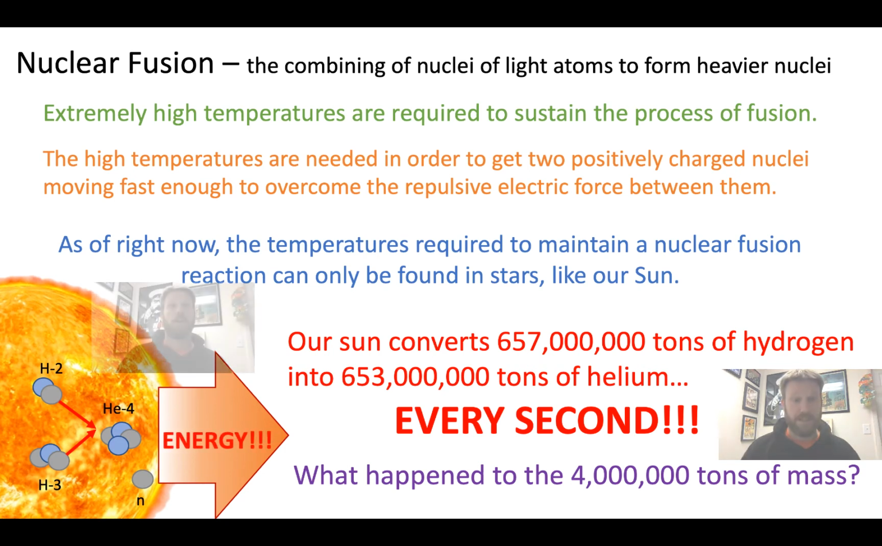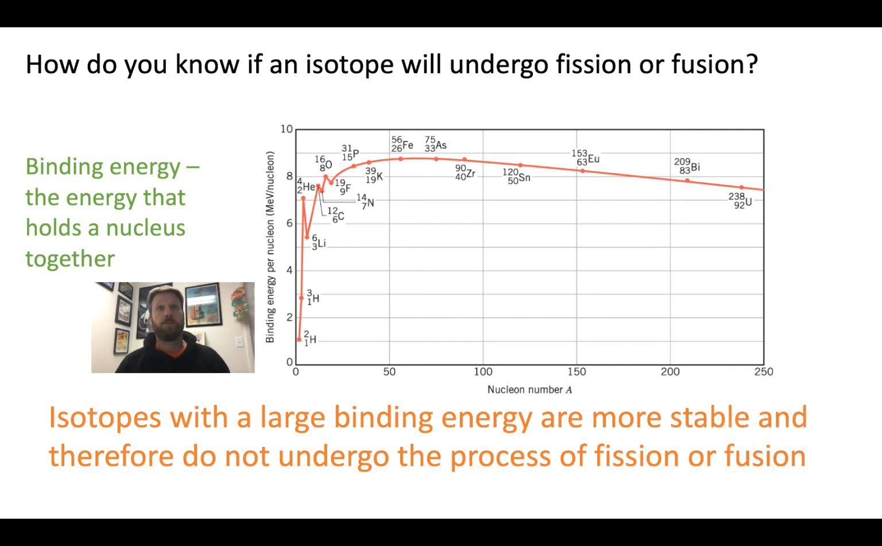A lot of it. So that was a brief explanation of the processes of nuclear fission and nuclear fusion. But how do you know if an isotope will undergo fission or fusion? To answer this question, we are going to analyze this graph of binding energy versus mass number.